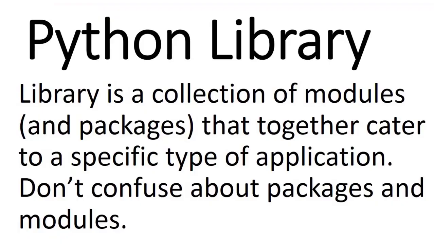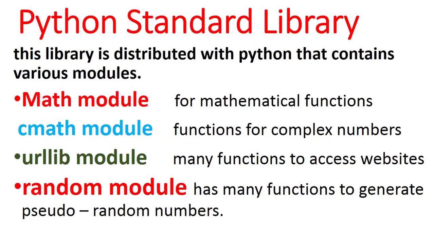So what do we mean by a Python library? A library is a collection of modules and packages that together cater to a specific type of application. Means हमने कुछ special तरह की applications चलानी है, उसके रिगार्डिंग हम कुछ पैकेजेस और मॉड्यूल्स को एक पर्टिकुलर जगह पे रखते हैं. दैट इज कॉल्ड लाइब्रेरी. So let's discuss more about the library.